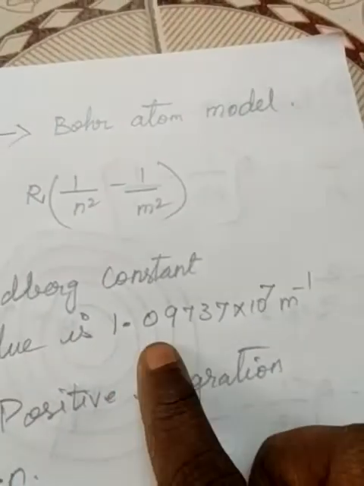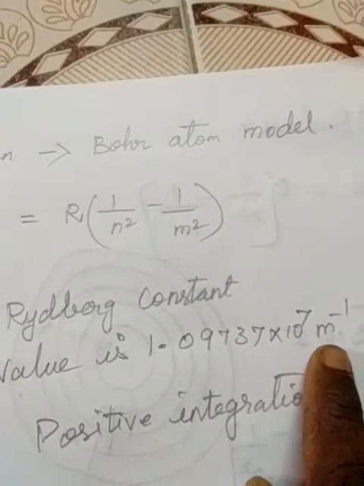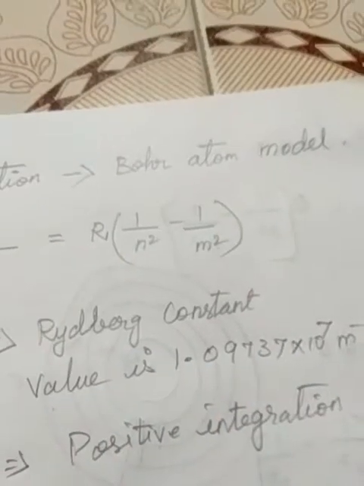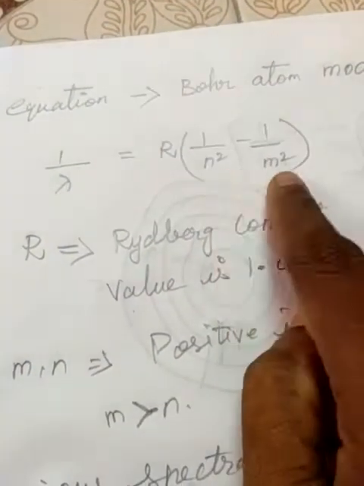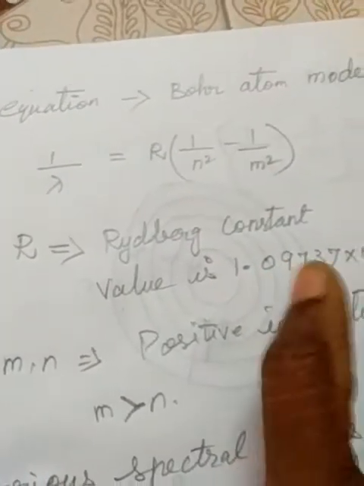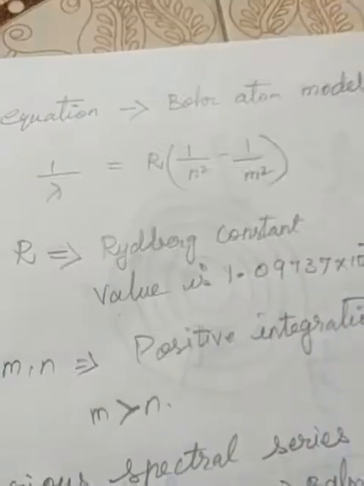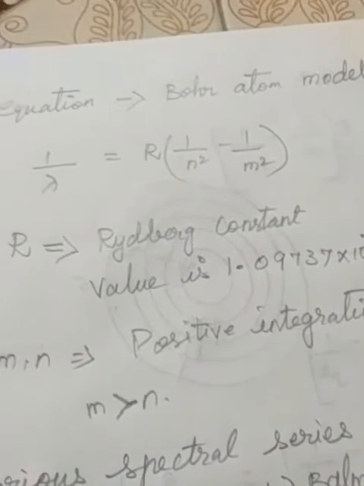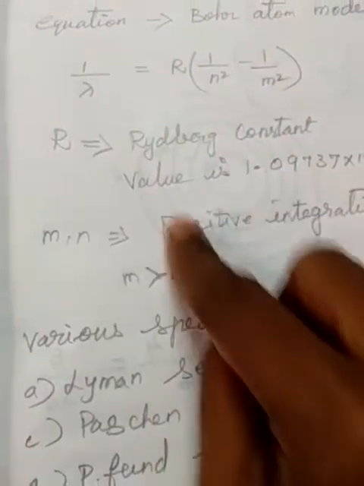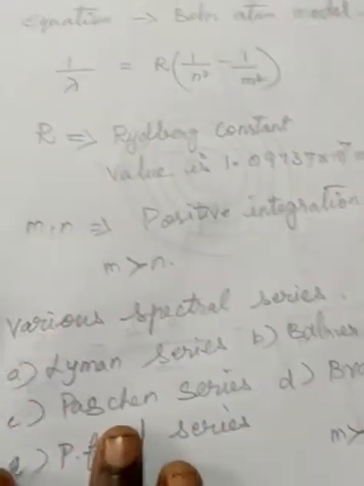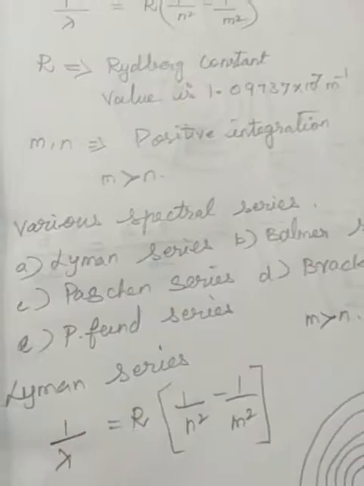The value is 1.09737 times 10 to the power of 7 per meter. Next, m and n are positive integers, with the m value always greater than the n value. Next we have to find the various spectral series.